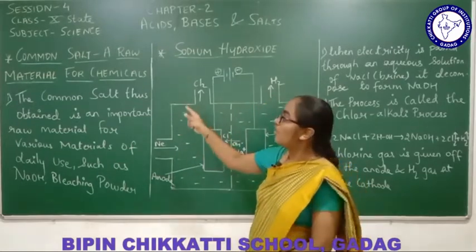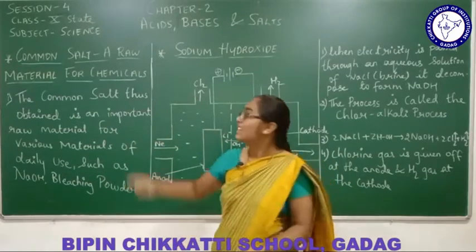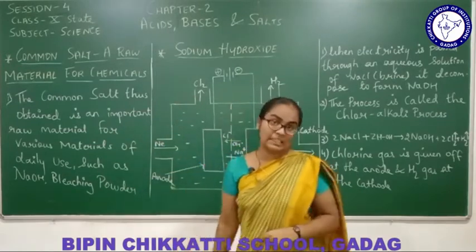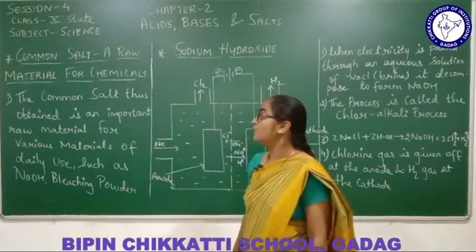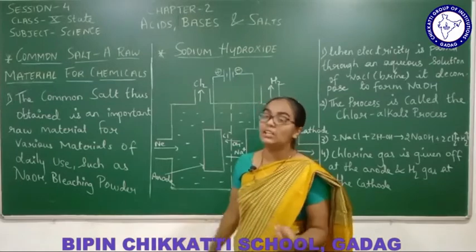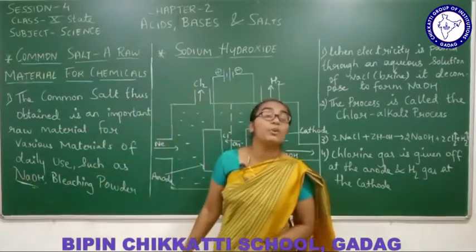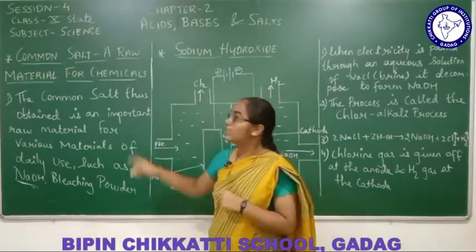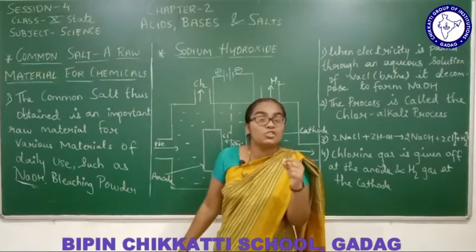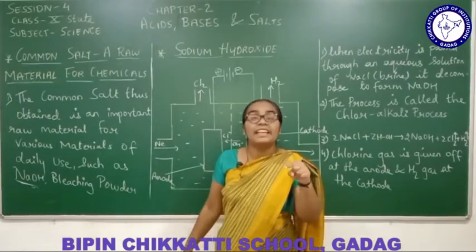Now the common salt thus obtained from the ocean is a very important raw material for various materials of daily use, such as NaOH. Now NaOH is the most important. How NaOH can be obtained from NaCl, we'll study later. Okay, first, the common salt is very useful. It is used as a raw material for obtaining NaOH.